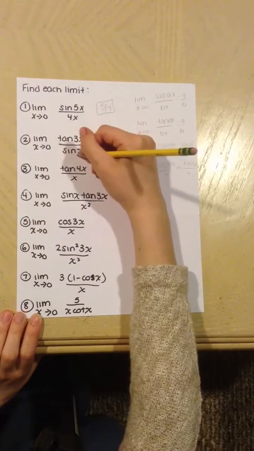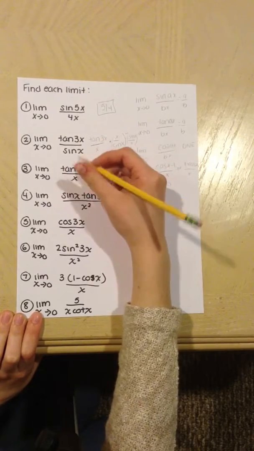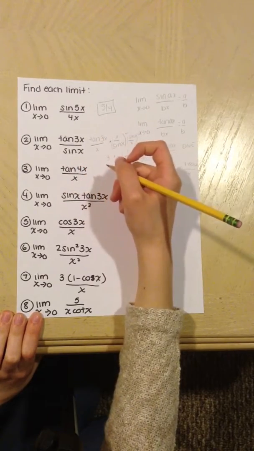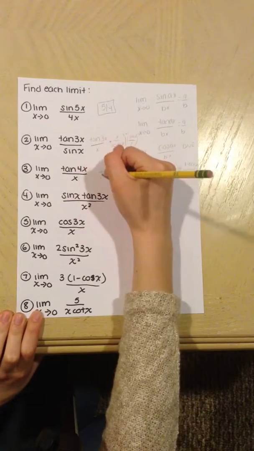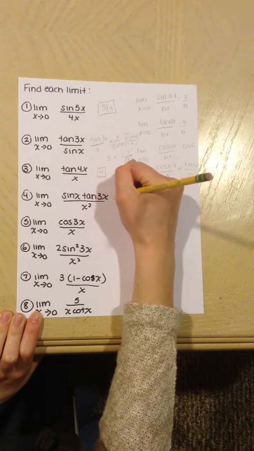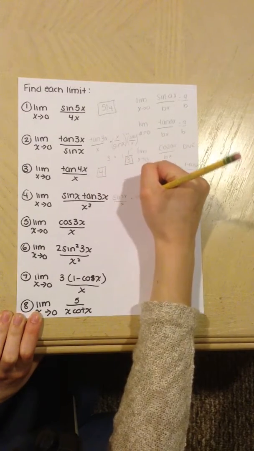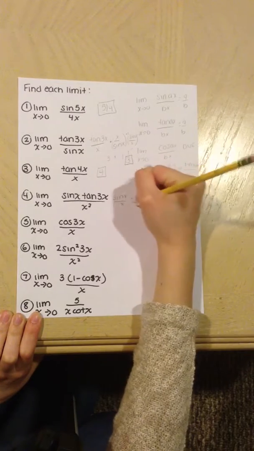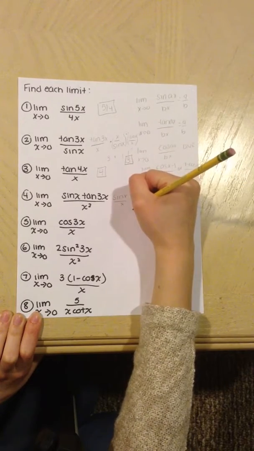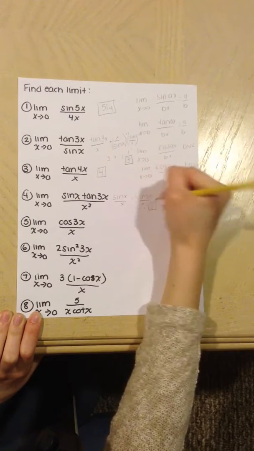Or you could just note the ratio still works when it's tan over sine. For this one, the limit as x approaches 0 for tan of 4x over x, just be the ratio, which would be 4. Now for this one, you could split it up to be sine of x over x times tan 3x over x. So this will be 1 times 3, which equals 3.